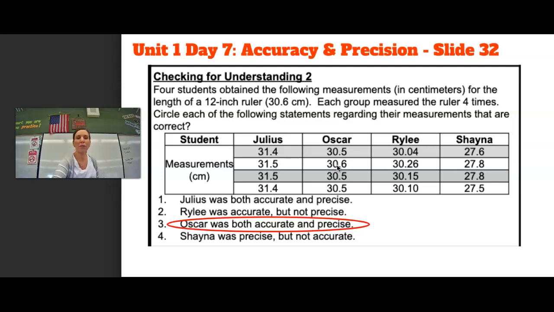And then we have one more true statement. Shayna was precise, but not accurate. So if we take a look at Shayna's numbers, they're really close together in value, right? 27.6, 27.8, 27.8, and 27.5. So again, they're only off by like a 1/10 of a centimeter. However, they're not very close, especially compared to these other measurements, to the accepted value of 30. So she's precise because her measurements were close together, but she's not accurate because she was not close to what was accepted.